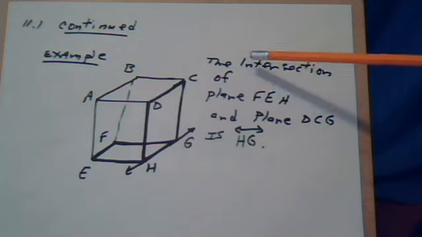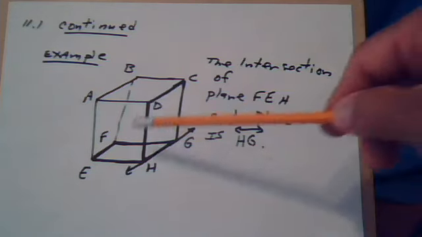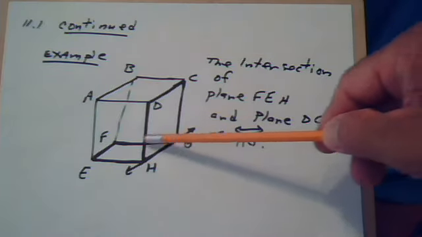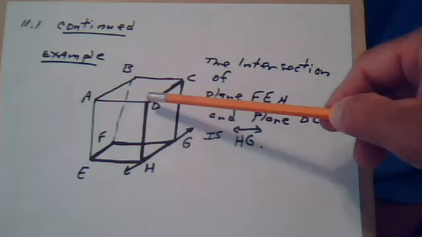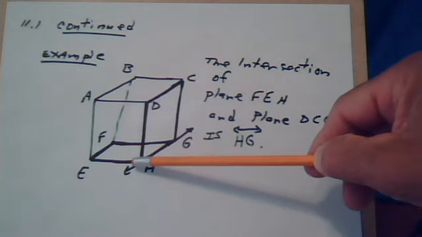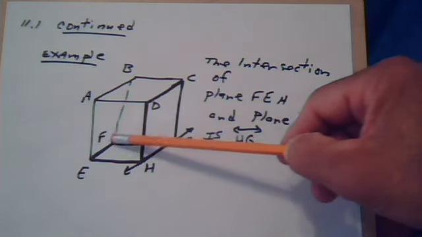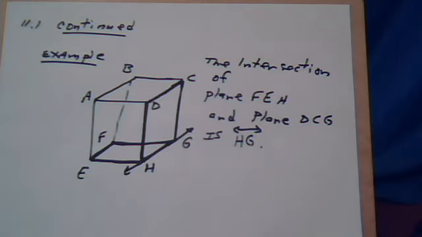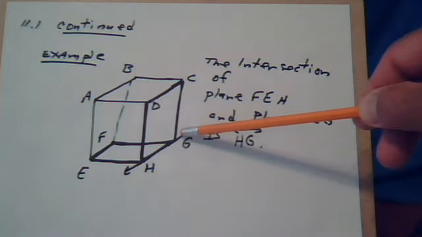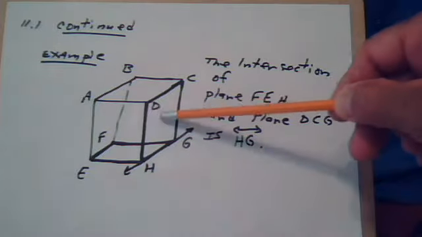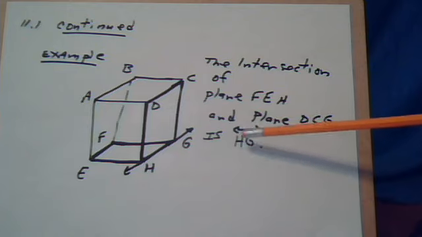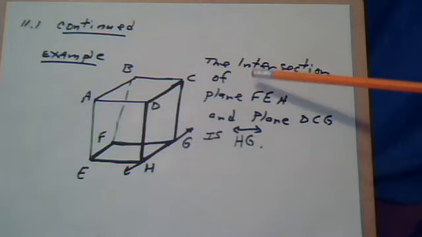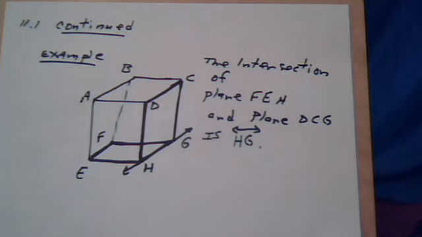Right here we have the intersection of plane FEH, so they're talking about this plane, and plane DCG. So it's this plane intersecting with this plane. Where do they intersect? Where do they touch? Where do they cross? They cross along this line. So the intersection of these two planes is this line. Line HG is the intersection of plane FEH and plane DCG.